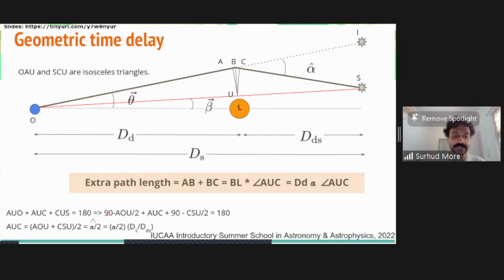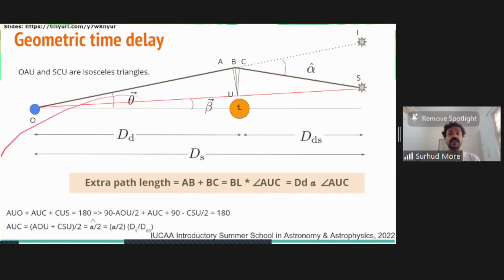So that is what is done here. Because this is an isosceles triangle, you can show that this angle is 90 minus half of this angle. So that's what is written here, 90 minus AOU by 2. And similarly, you can express this angle here with respect to the angle here. So that is 90 minus CSU by 2. Once you take this equation, you can express AUC with respect to these angles here, this angle here, which is just alpha, and then this angle here.